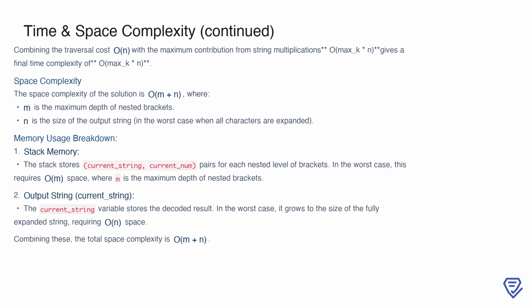The stack accounts for O(m) space since it stores pairs of current strings and multipliers for each nested level. Meanwhile, the current string variable, which holds the decoded result as it grows, can require O(n) space in the worst case when all characters are expanded. Therefore, the total space complexity is the sum of these two components, O(m + n).